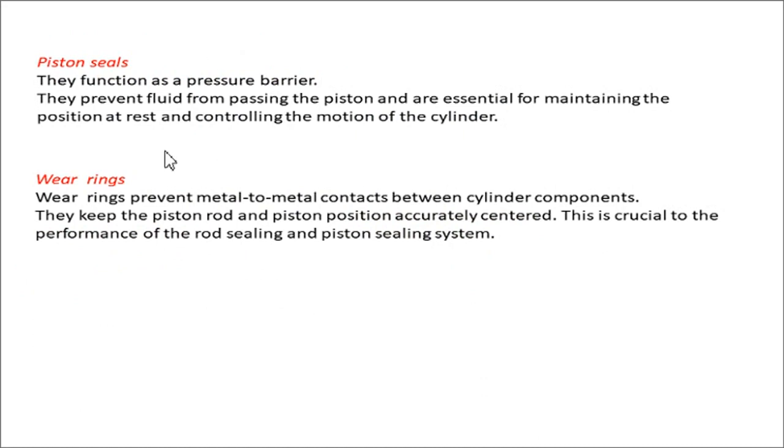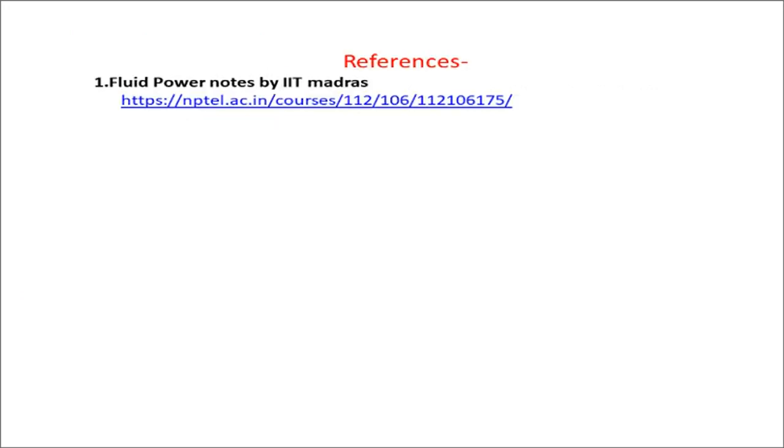Piston seals are used to make sure that when the cylinder is not in actuation, the load will not run away and will maintain its position. For that, piston seals are used in a cylinder.